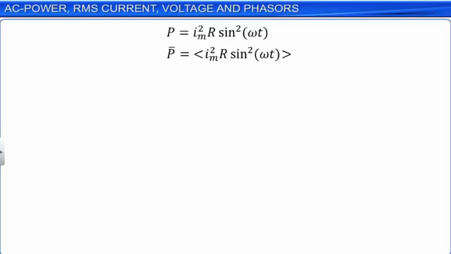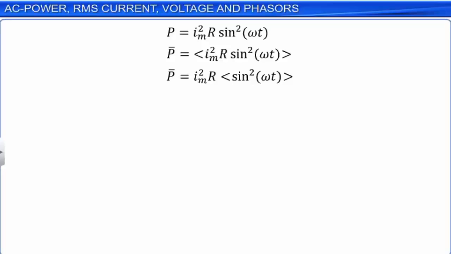as shown. Here, the quantity P bar denotes the average value of power. Conventionally, an average of values is shown with the bar over the quantity symbol. The angular brackets denote the average of the quantity inside the brackets. As the quantities Im and R are both constant, we can take them out of the angular brackets while computing the average value of the expression. Now, we have to calculate the average value of sin squared omega t in order to compute the average value of the expression.